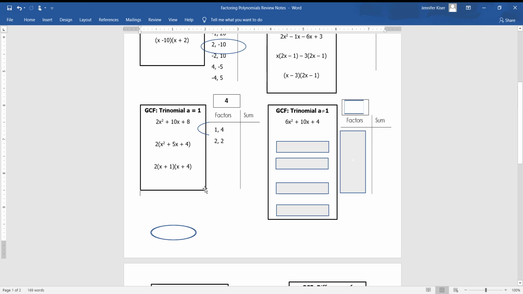Or you could also do the long way. This is just a little easier. And you can only do this if the coefficient of the x squared term is 1.